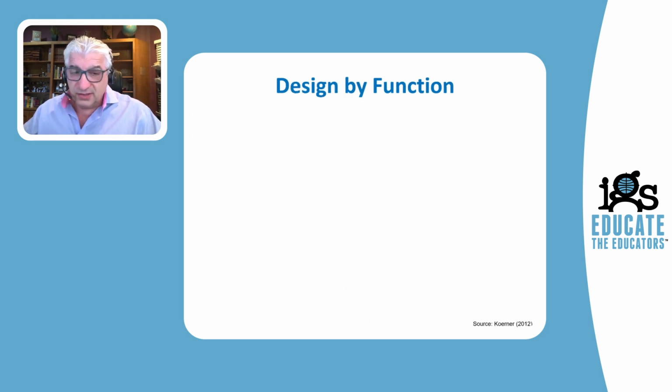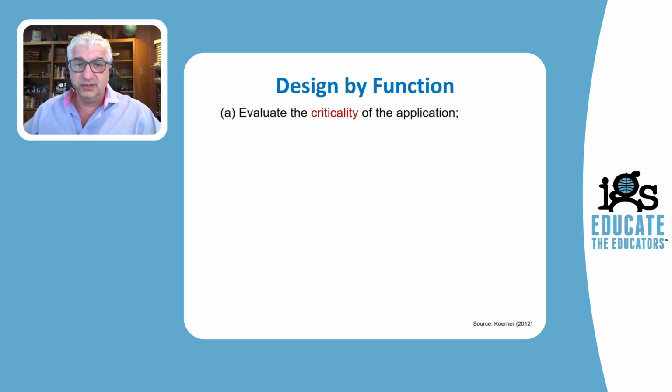This brings us to the philosophy of designing by function, which is the basis of a very important book, Designing with Geosynthetics by Professor Koerner. It's a series of steps that will take us to the appropriate design using geosynthetics, and it starts by evaluating the criticality of an application. Let's say that the application is reinforcement. It's going to be different to design a retaining structure that is going to serve a nuclear power plant than one that is going to serve a secondary road.